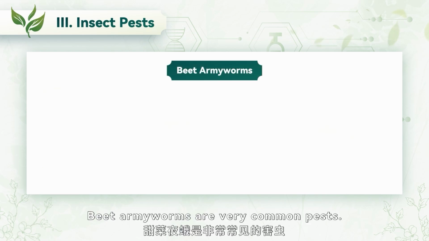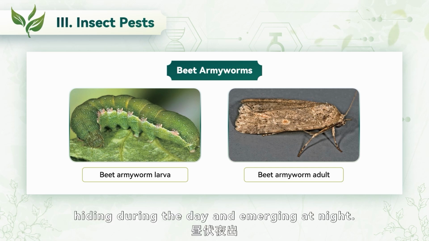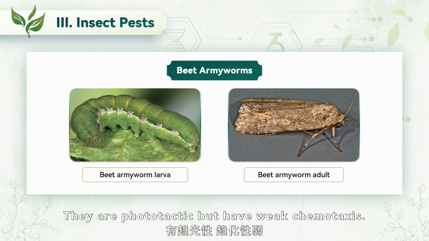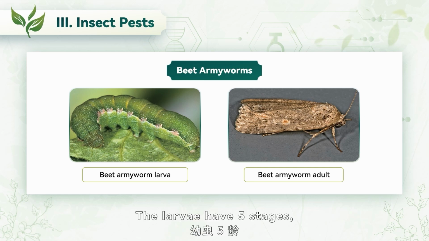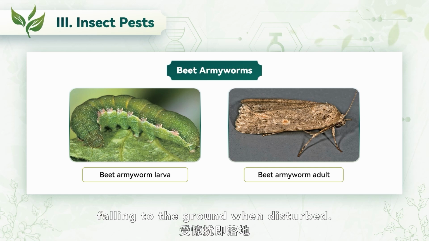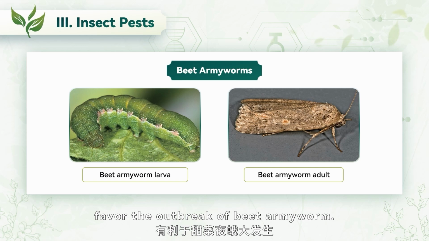Beet armyworms are very common pests. The adult moths are nocturnal, hiding during the day and emerging at night. They are phototactic but have weak chemotaxis. The larvae have 5 stages, with a few reaching 6 stages. They exhibit pseudodeath behavior, falling to the ground when disturbed. High temperatures in dry environments favor the outbreak of beet armyworm.